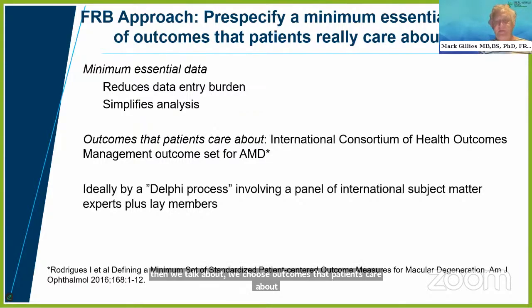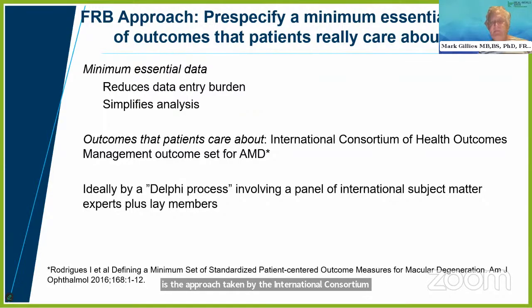This is the approach taken by the International Consortium for Health Outcomes Measurement, or ICHOM. That's an American, Swedish organization, and many specialties in America attend the ICHOM conference, but you don't see a lot of ophthalmologists there. I was the chair of the panel that identified their outcome set for macular degeneration. It now costs about $300,000 to produce one of these outcome sets. It's quite expensive. And they have a one-year Delphi process where they have a panel of international subject matter experts and lay members, and they drive consensus on that panel.